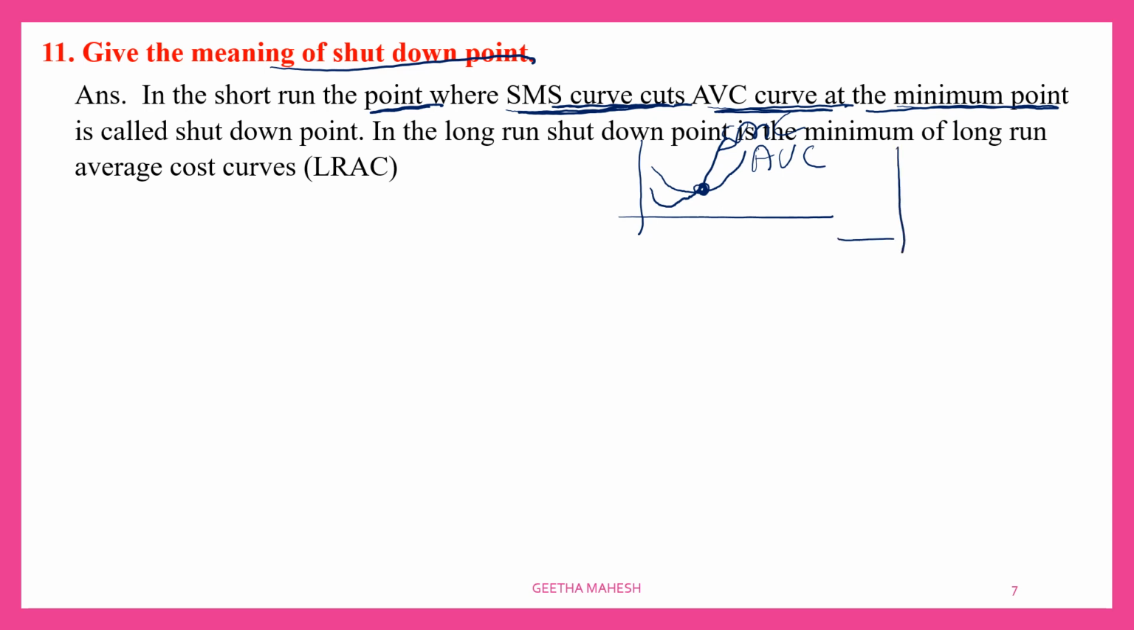In the long run also, LRAC identifies the minimum point. So LRMC cuts LRAC at its minimum. So see, LRMC cuts LRAC at its minimum. This point we call the shutdown point.